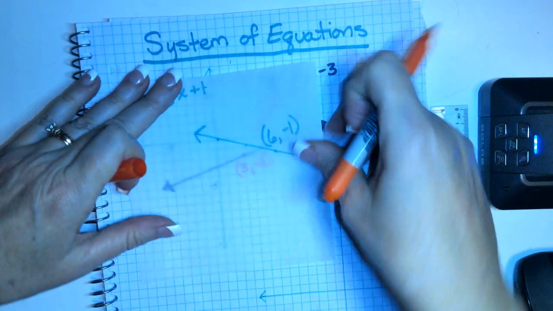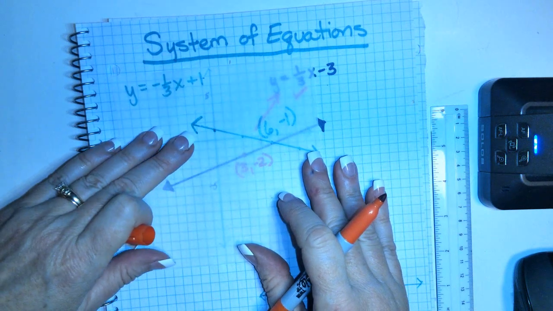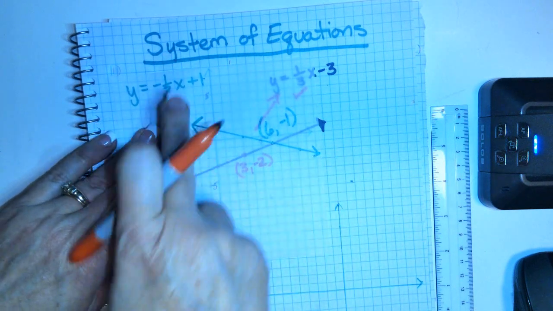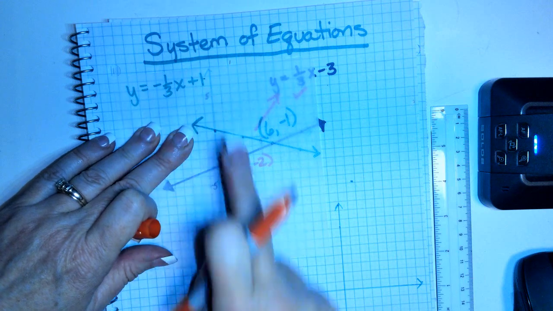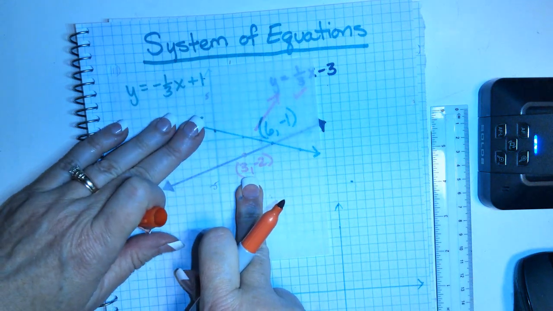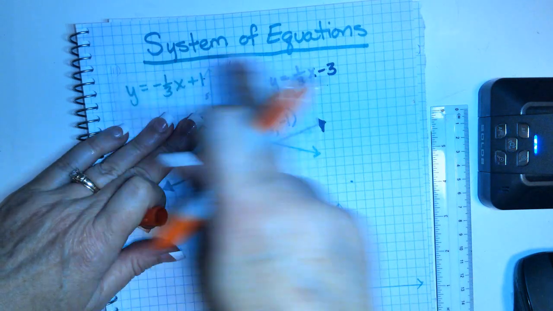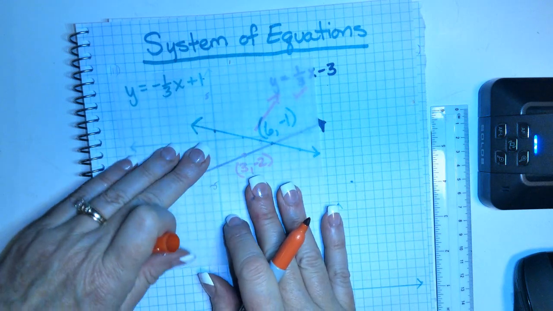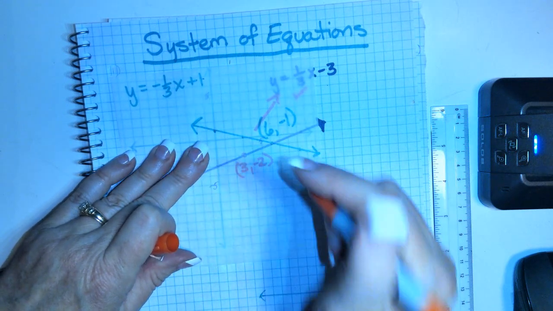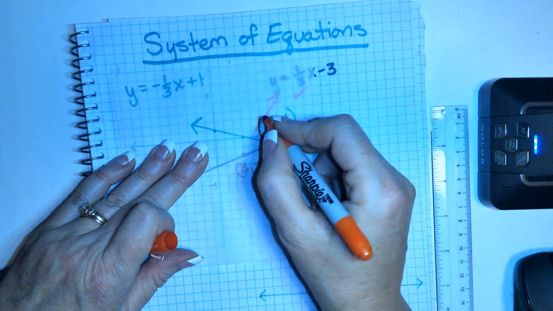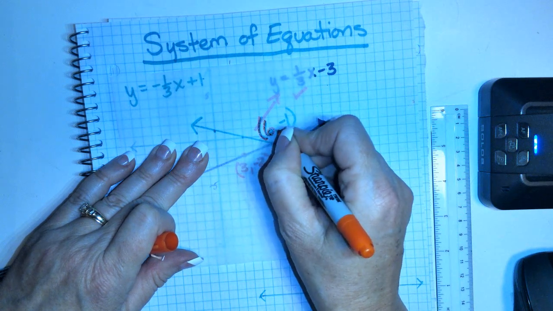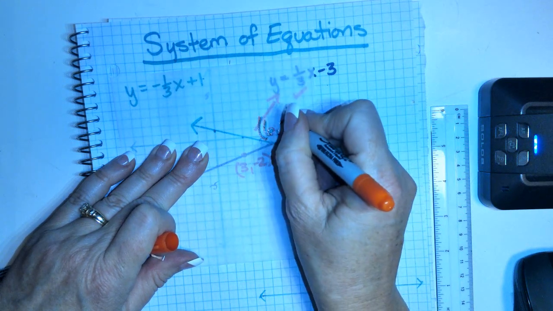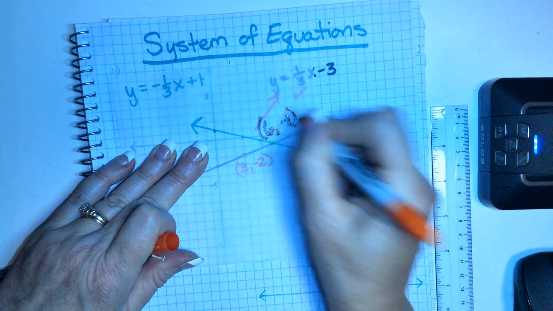But 3, negative 2 is not on this line. So it cannot be a solution for both equations. Now that I've graphed this line correctly, I'm suggesting to you that the real solution to this system is 6, negative 1.